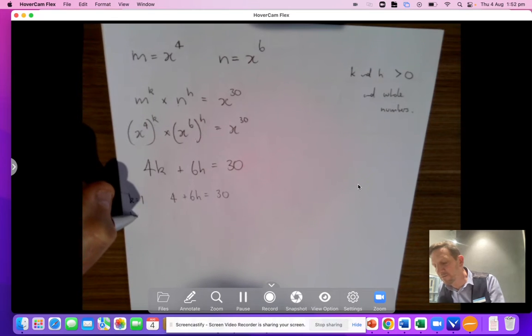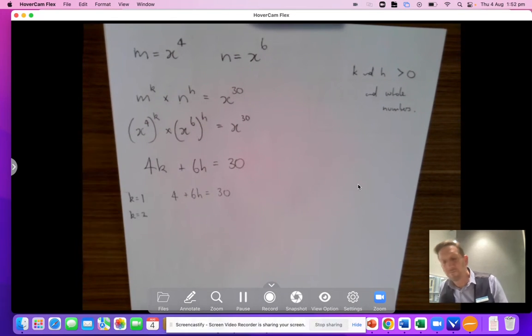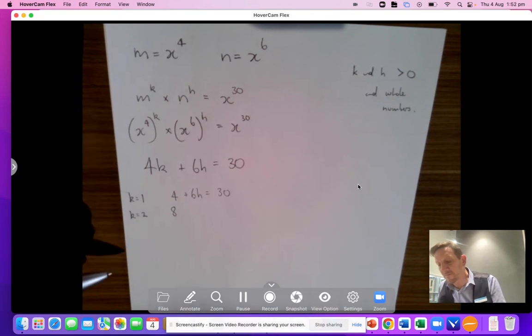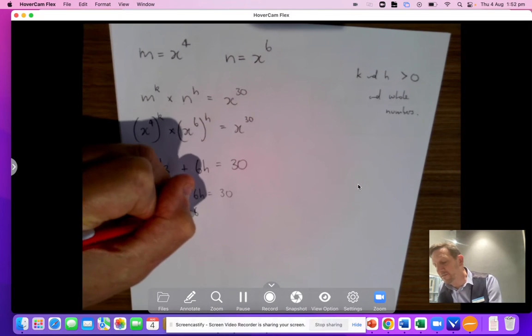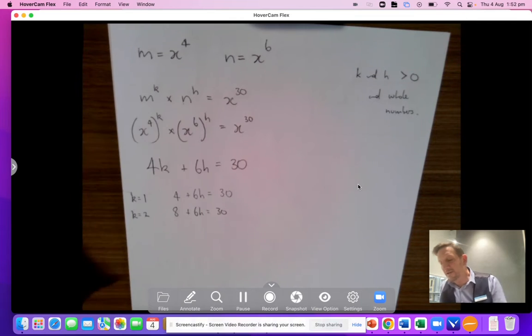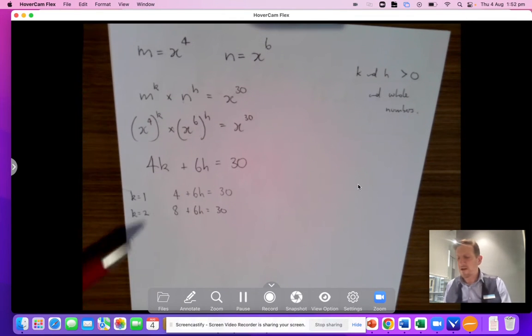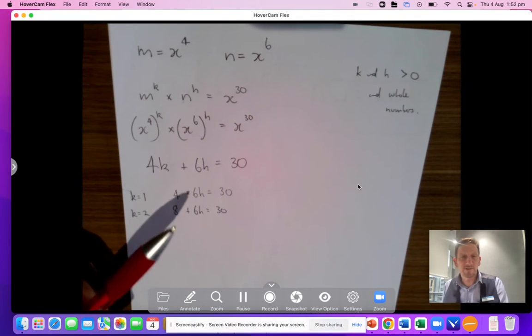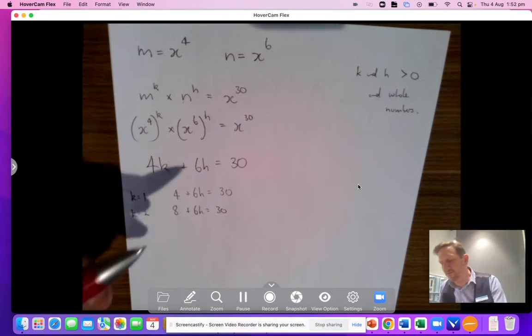What about when k equals 2? When k equals 2, this is 8 plus 6h equals 30. Is that a solution? We take this over, we're going to get 22. 6h equals 22. Is there going to be any solutions?